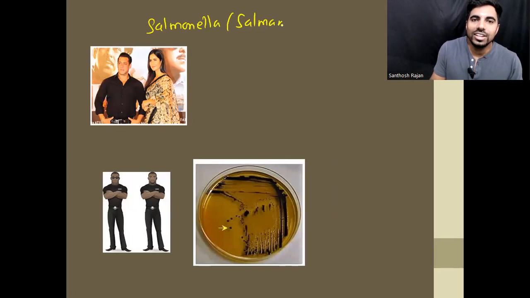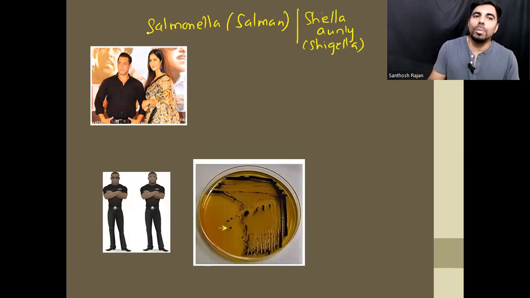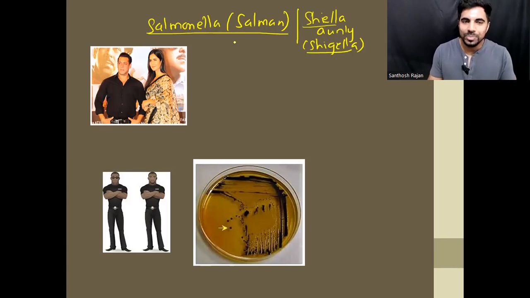That is Salmanji. And sorry to our beautiful girl Katrina Kaif, I have to make her Sheila Aunty. Okay, Sheila Aunty. That is your Shigella. Okay, they share a lot of common things. Shigella Aunty, what are the common things? Salman, I'll go back to it and write it here.